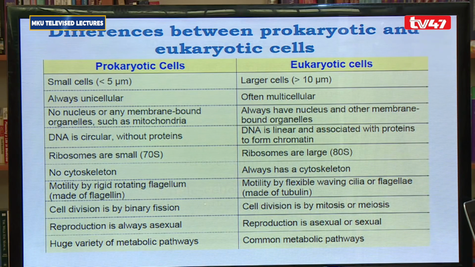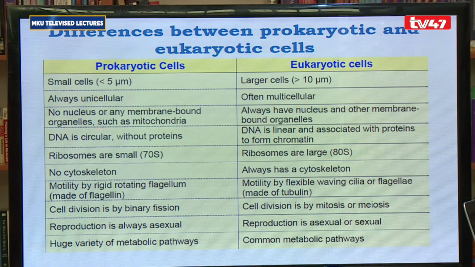So let us look at some differences between prokaryotic and eukaryotic cells. First, prokaryotic cells are small, while eukaryotic cells are larger. Eukaryotic cells are more than 10 micrometers, while prokaryotic cells are about 5 micrometers and less. Prokaryotic cells, most of the time, are unicellular, meaning one cell makes up an entire organism, but eukaryotic cells are found in organisms which are multicellular.